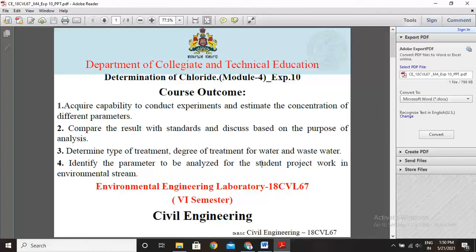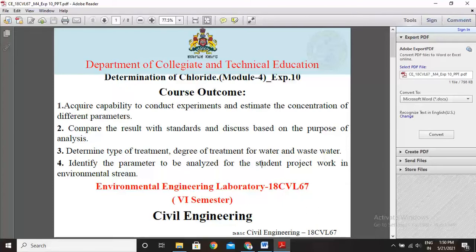Today I want to start experiment 10. The title of the experiment is determination of chloride of the given water sample or sewage samples.